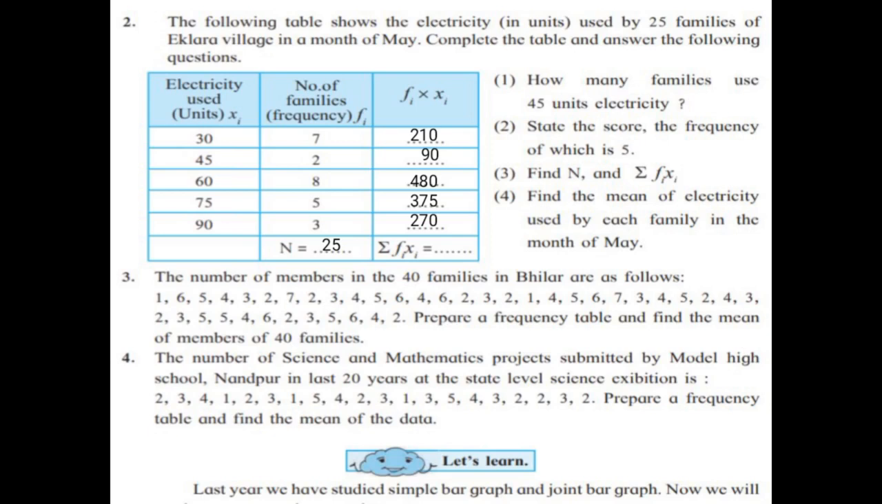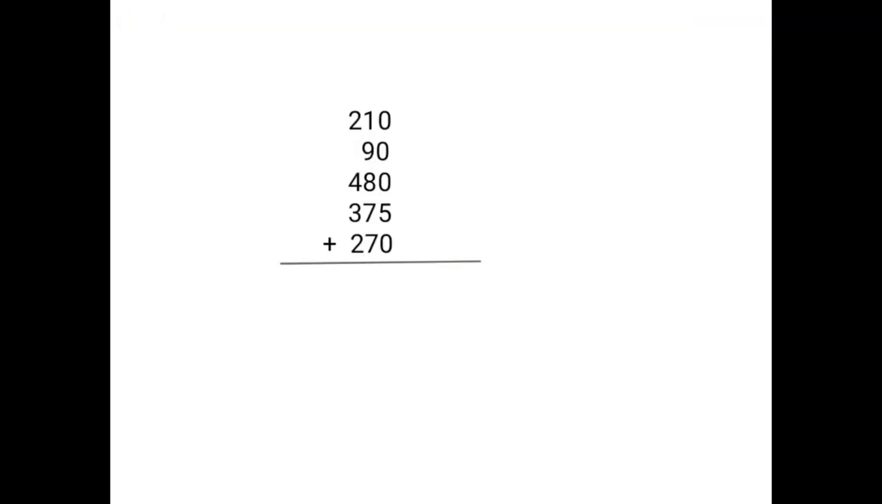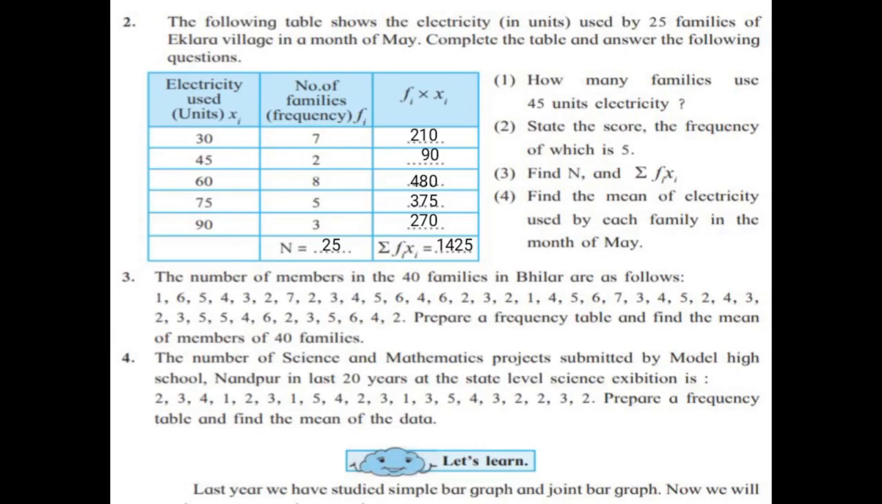Now you have to add the total of fi into xi, that is 210 plus 90 plus 480 plus 375 plus 270. 0 plus 5 is 5, 1 plus 9, 10, 10 plus 8, 18, 18 plus 7, 25, 25 plus 7, 32. 3 you have to carry up, 2 you have to bring down. 3 plus 2, 5, 5 plus 4, 9, 9 plus 3, 12, 12 plus 2, answer is 14. That is the total of fi into xi, answer is 1425.